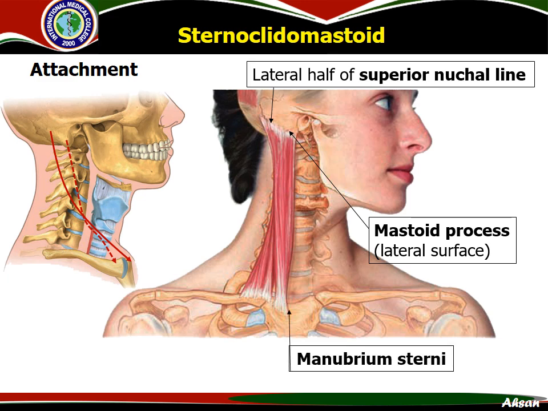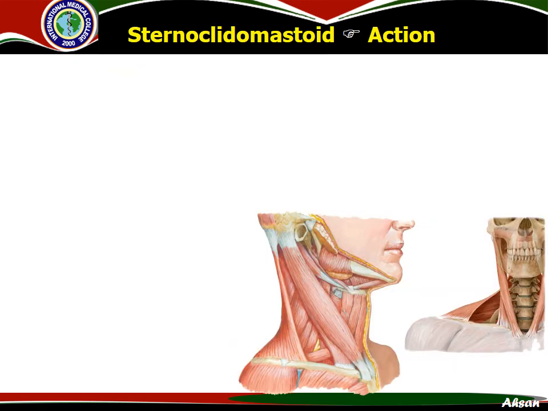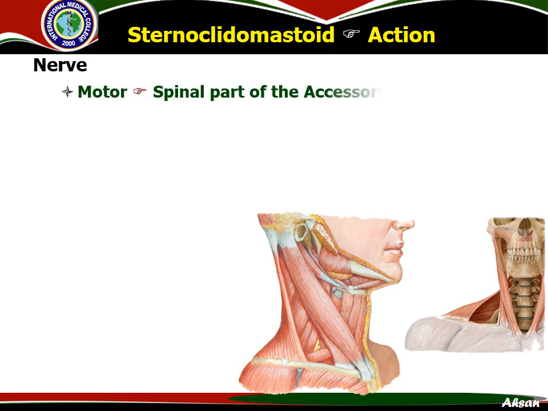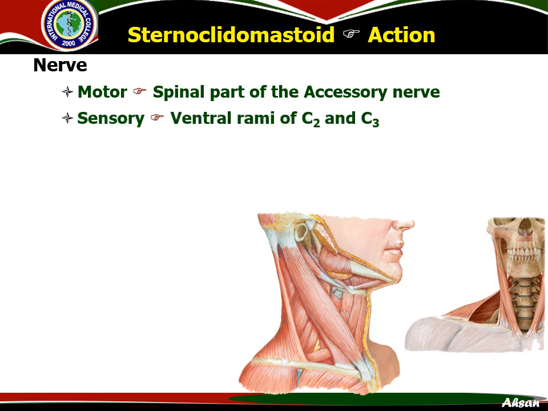This is the mandibular head, and this one is the clavicular head of the sternocleidomastoid. Sternocleidomastoid receives nerve supply. The motor component reaches there through the spinal part of the accessory nerve, and the sensory part is received from the cervical second and third spinal nerve ventral rami.